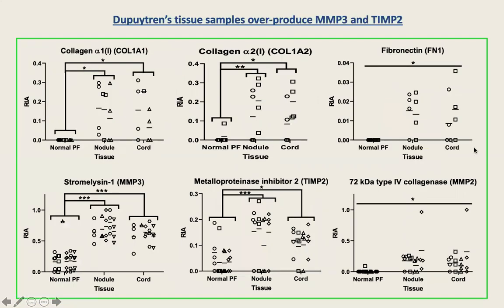Looking at our 13C lysine labeling results derived from mass spectrometry, reassuringly we found new synthesis of col1A1 and col1A2 in Dupuytren's samples. We also found high incorporation of label into peptides from matrix metalloproteinase 3 and TIMP2 in both the nodule and the cord of Dupuytren's tissue, and this was higher than in normal palmar fascia. We found a similar effect for MMP2 and fibronectin, although a post hoc test couldn't specifically distinguish between groups here.